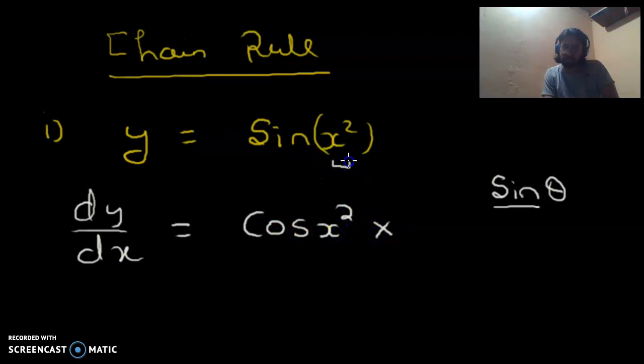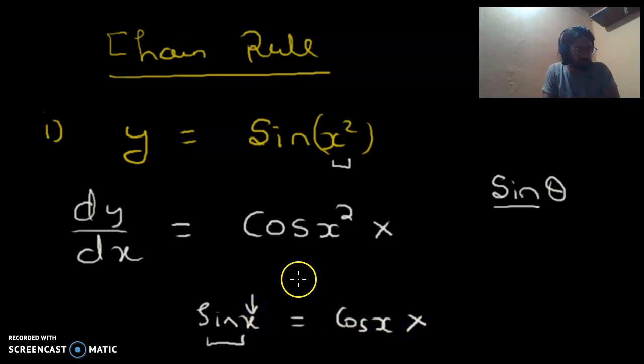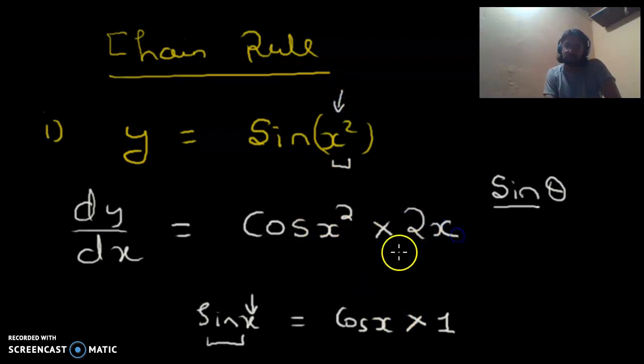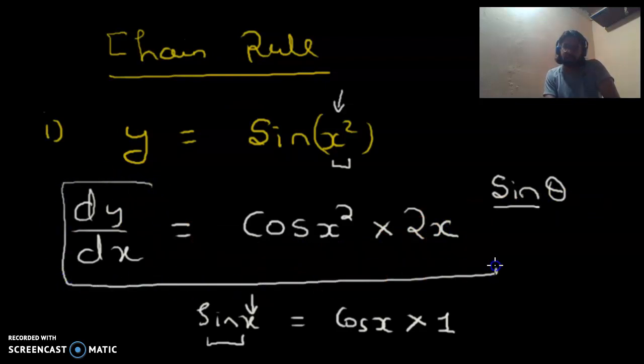Then this x square is also a function. When we're differentiating sine x square, first we differentiate sine, so that gives cos x square, and then we differentiate the inside function. This is a quadratic function, which gives you 2x. So ultimately the answer would be cos x square times 2x. The chain rule gives you this.